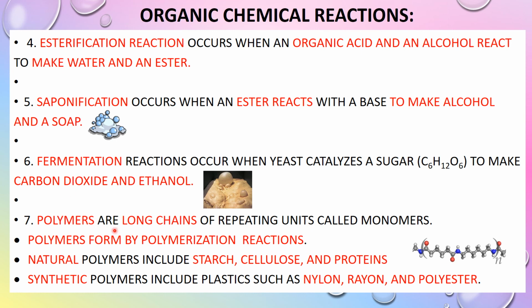Polymers are these long chains of repeating units called monomers. So a polymer is just really, really long chains of these different hydrocarbon strands. Polymers form by polymerization reactions. A natural polymer can be starch, cellulose, or proteins, and a synthetic polymer can be any sort of plastic like nylon, rayon, and polyester. Those are all polymers. They're these really, really long chains of monomers. Okay, they've got lots and lots of these chains.